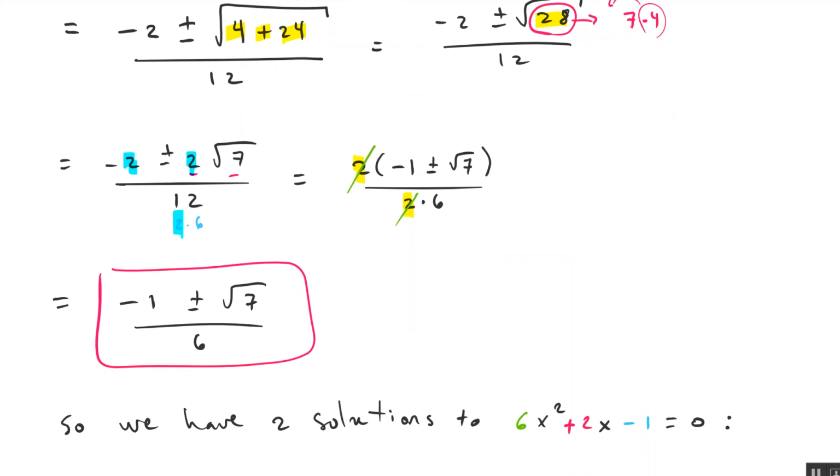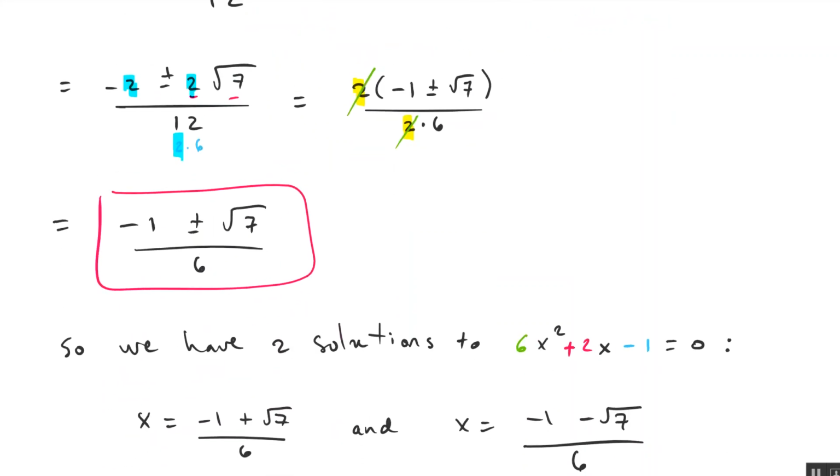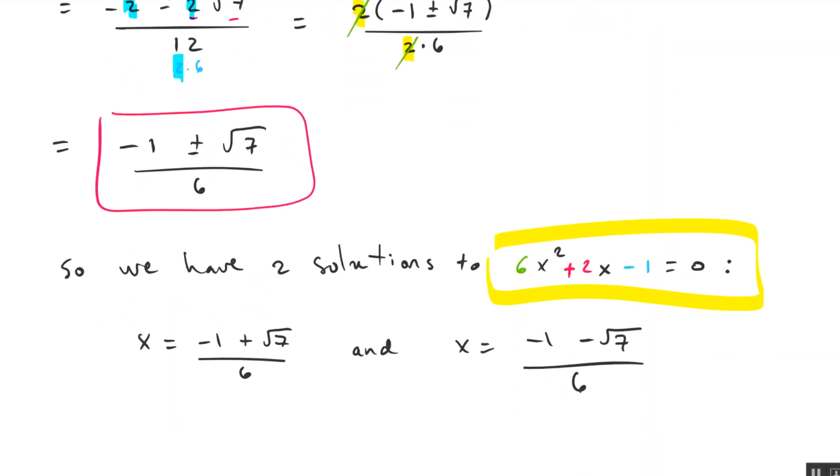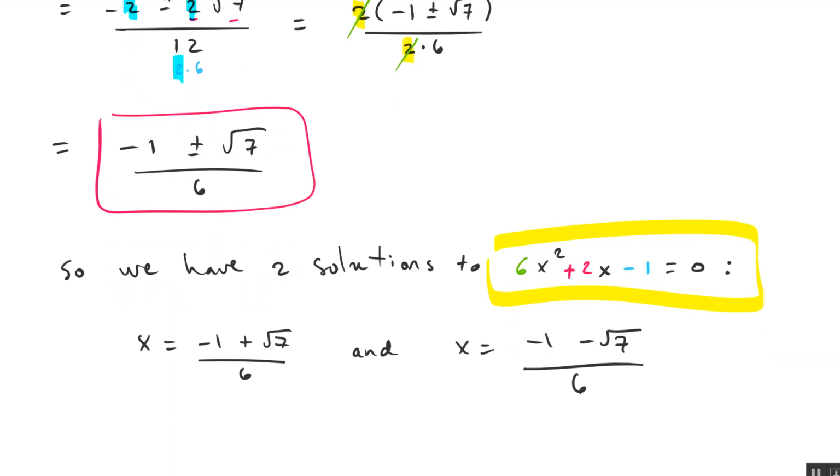So this gives us 2 solutions to this original equation, 6x squared plus 2x minus 1 equals 0. The first one is the positive: negative 1 plus root 7 over 6. And the second one is the negative: negative 1 minus root 7 over 6.